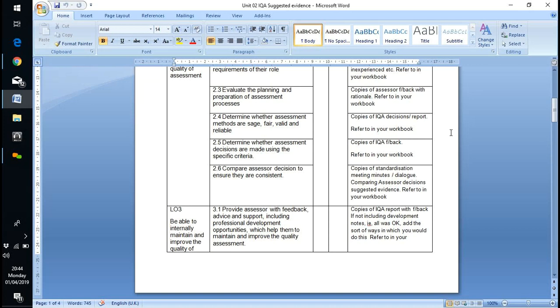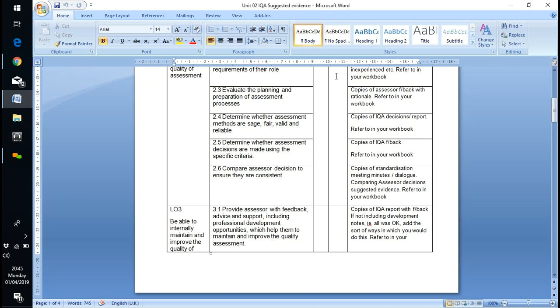2.4, determine whether assessment methods are safe, valid, fair, and reliable. Copies of IQA decisions in your report and why you made those decisions. Looking at the assessment methods, are they the most commonly used one for that particular piece of assessment, or to gather that evidence? Are they fair? Are they being used across the board? In other words, are your assessors using the same assessment methods for all candidates?